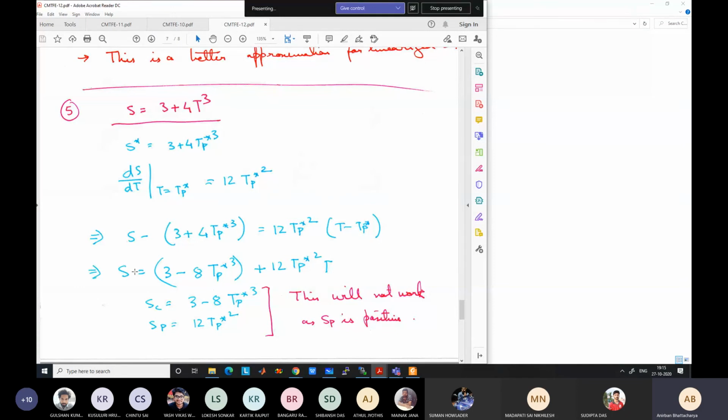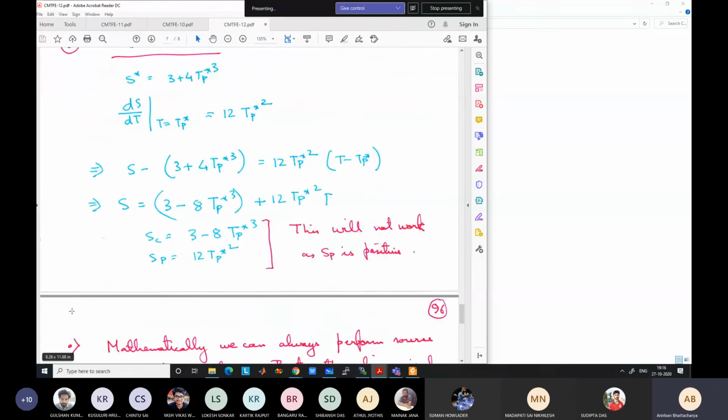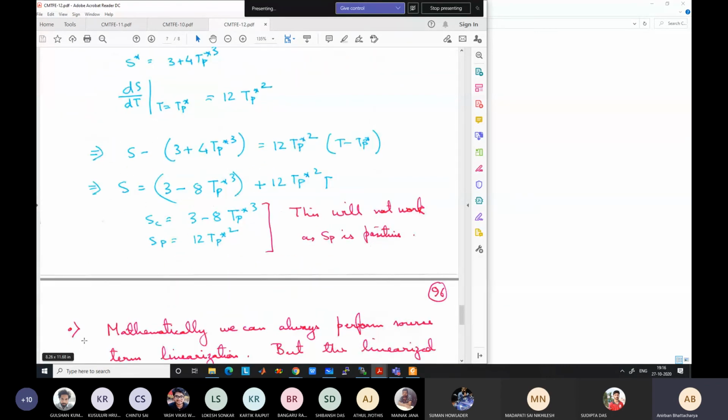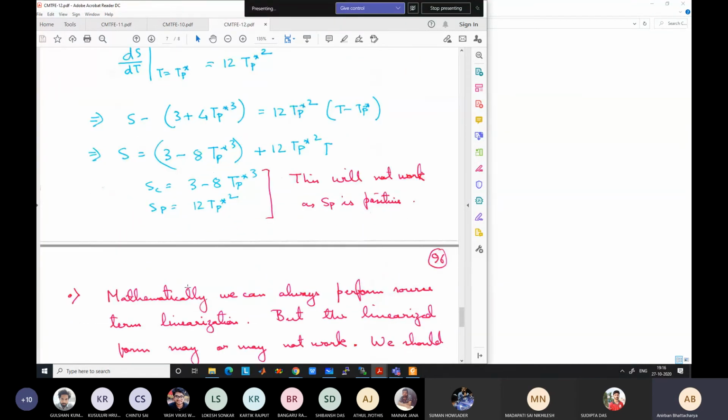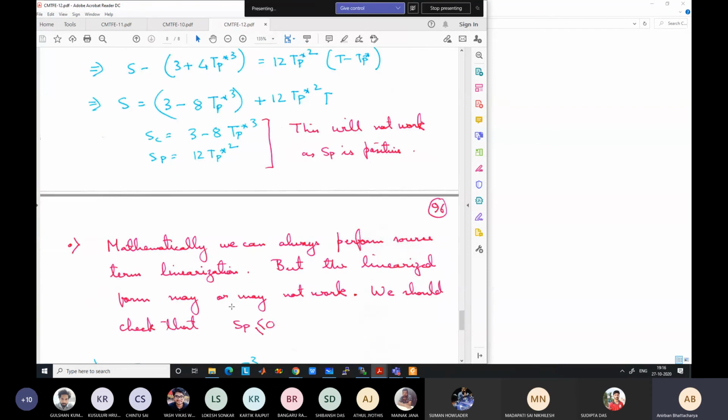It will capture the slope of the line correctly, but with that positive slope of the line, I cannot solve the discretized equation because there are chances of error while solving. The solution may go to the incorrect side towards divergence. So in these cases, it is not possible to use the linearized form. Mathematically, we can always perform source term linearization, but the linearized form may or may not work.